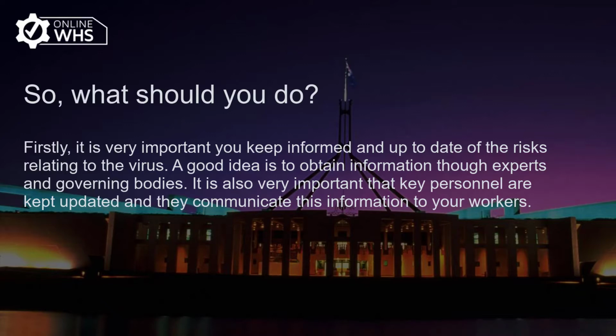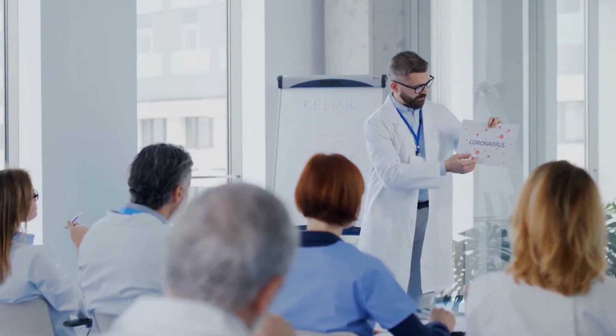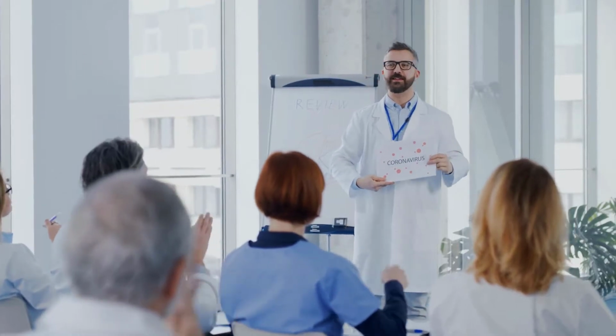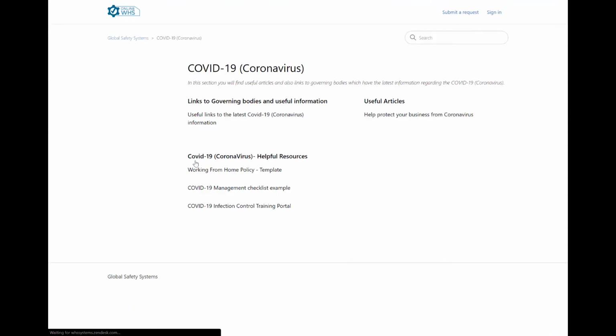Firstly, it's very important for you to keep informed and up to date of the risk relating to a virus. A good idea is to obtain information through experts and governing bodies. It's also very important that key personnel are kept updated and they communicate this information to your workers. That's why we put a new COVID-19 category in our help section. Here you can find links to industry bodies which will keep you up to date with the latest information. You can also find useful templates plus interesting articles, all designed to help you provide a safe workplace for your workers.